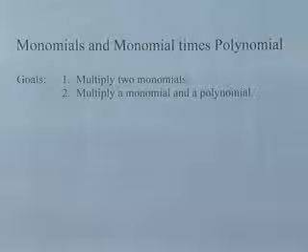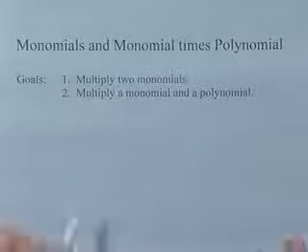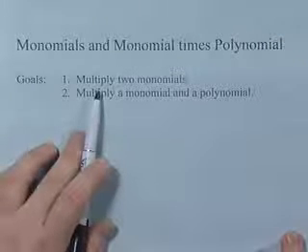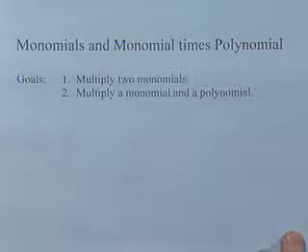We'll move into multiplying polynomials now, and we'll start with the basics. We'll begin with a monomial times a monomial, and then we'll go on to examples with monomials times polynomials. So let's begin with our first goal, which is multiplying two monomials. And when we do this, we basically have two things to consider.